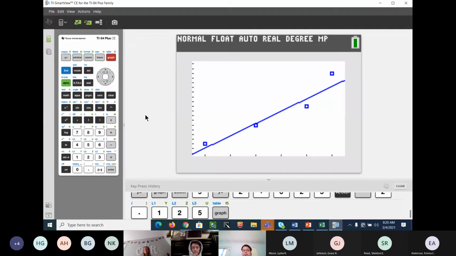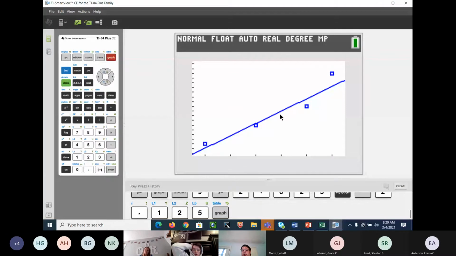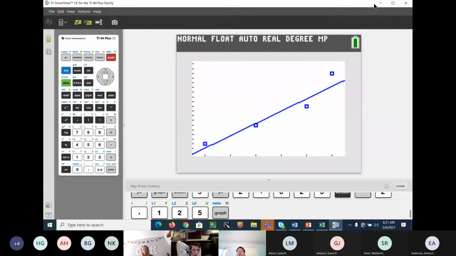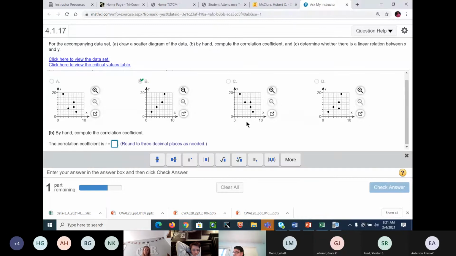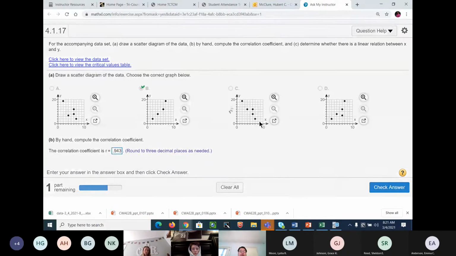So make sure you make a memory of that. We know there is a linear correlation because our 0.9429 is greater than 0.878. So let's go back to our question. And of course, bravo, somebody already checked that. That is the answer. The correlation coefficient is 0.943. And you feel good about yourself.